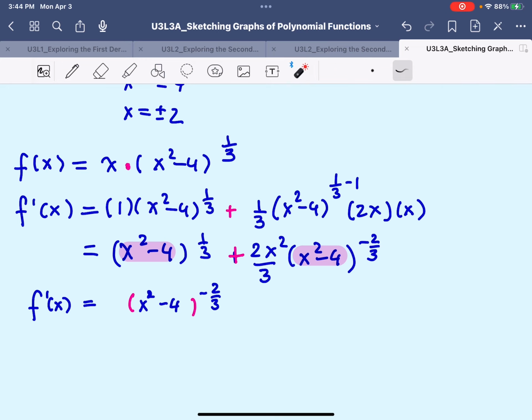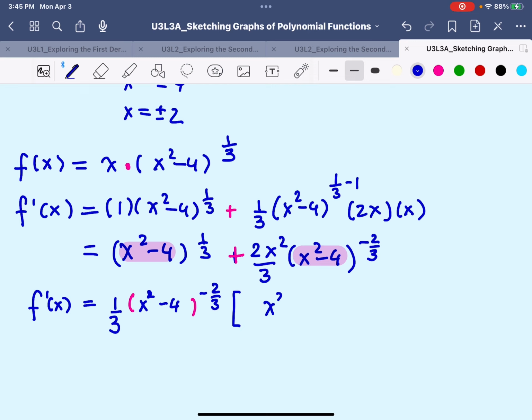Another thing we like to take out is the denominators. So we have a denominator of 3 here, so we're going to take that out as well. And let's see what we are left with. For this part of the expression, we have x squared minus 4 power 1 over 3, but we've taken negative 2 over 3 out.